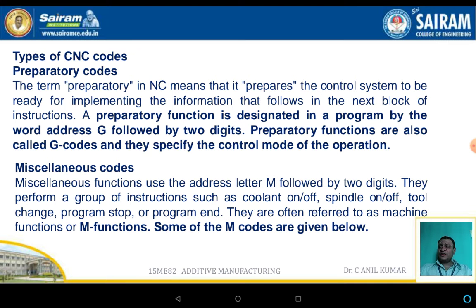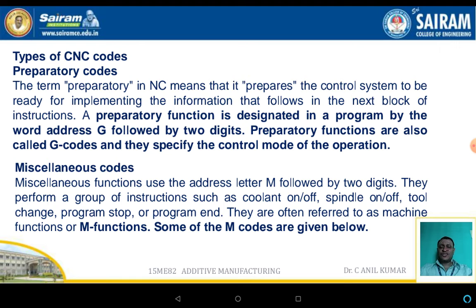there are many types of CNC codes. In the CNC codes, there are two different types. The first one is the preparatory codes. The other one is nothing but the miscellaneous codes. The term preparatory means that it prepares the control system to be ready for implementing the information that follows in the next block of operation or the instructions.